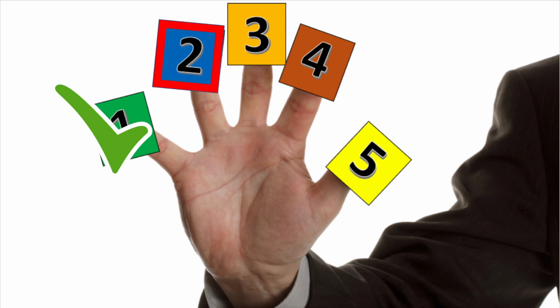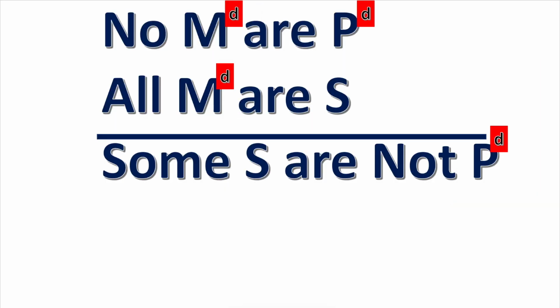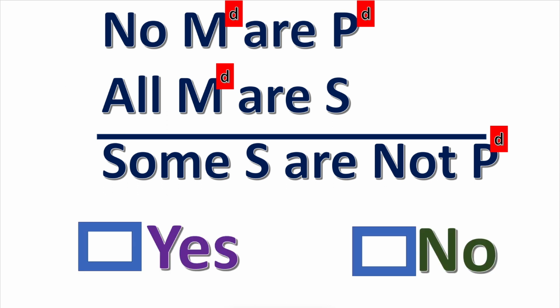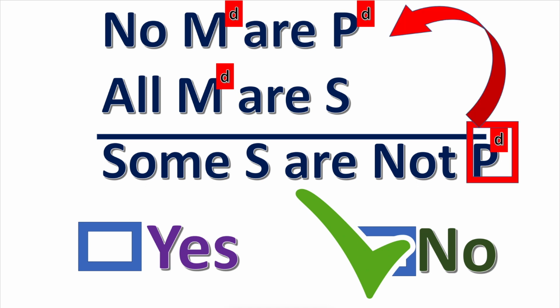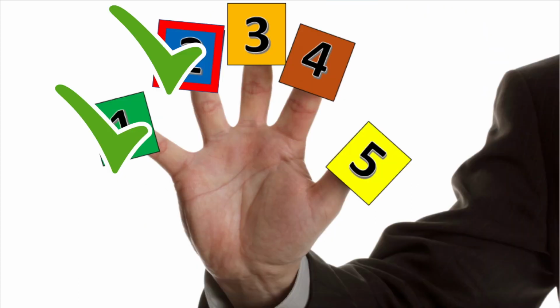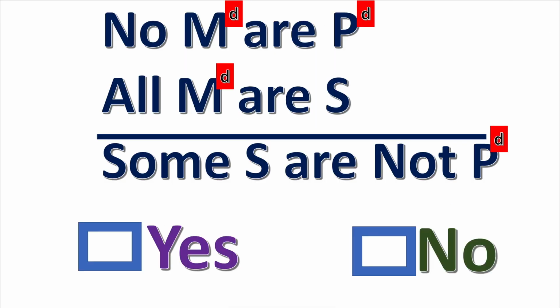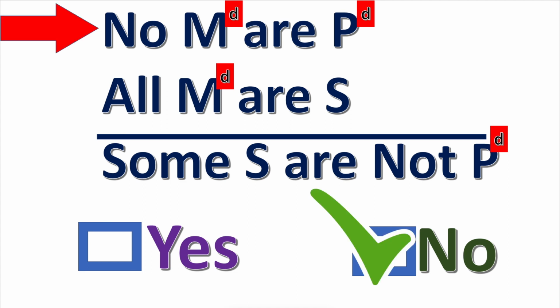Next, Rule 2. Is there a term that is distributed in the conclusion but not in the premise? Press pause. The answer in 3, 2, 1. No. P is distributed in the conclusion and in the premise. Next, Rule 3. Are there 2 negative premises? Press pause if you need more time. The answer in 3, 2, 1. No. There is only 1 negative premise.